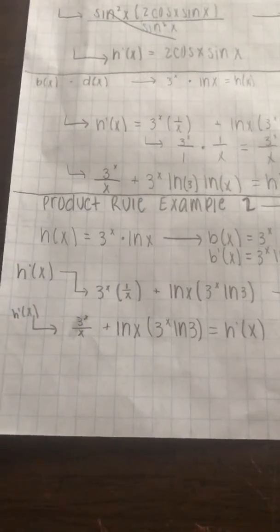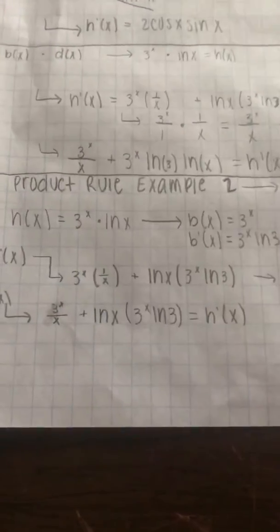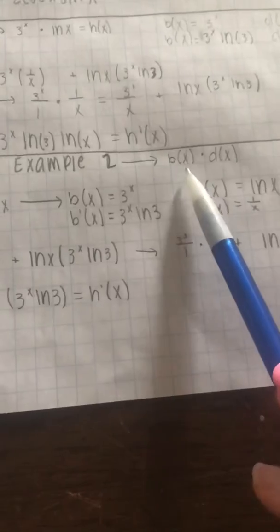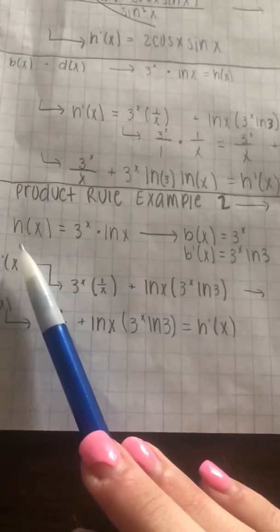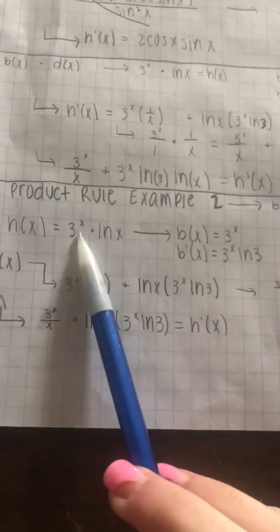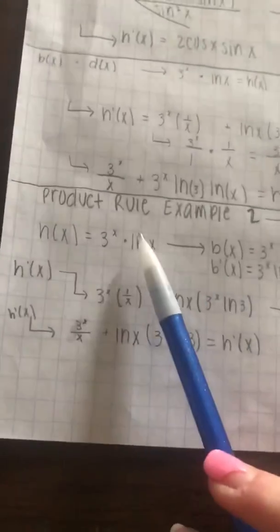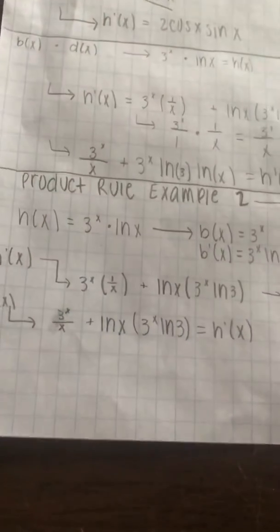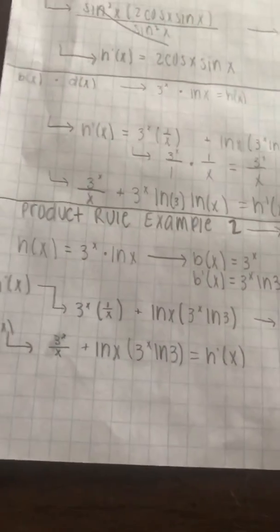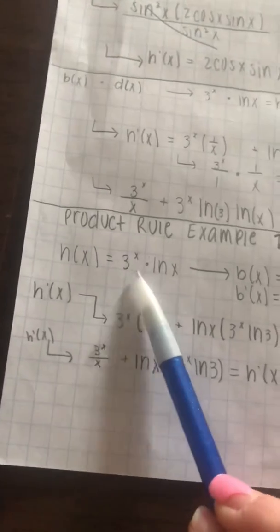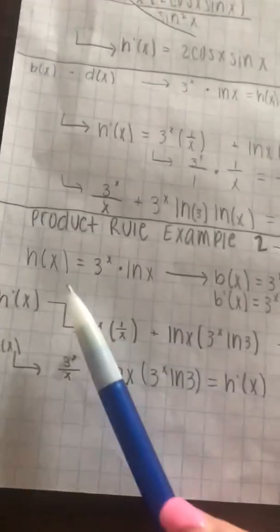For my last example in all of these, I'm going to do product rule example 2. I have b of x times d of x. In my example, this means that I have 3 to the power of x times the natural log of x. I chose to put these together because I knew that there was going to be multiple natural logs using the a to the power of e rule.